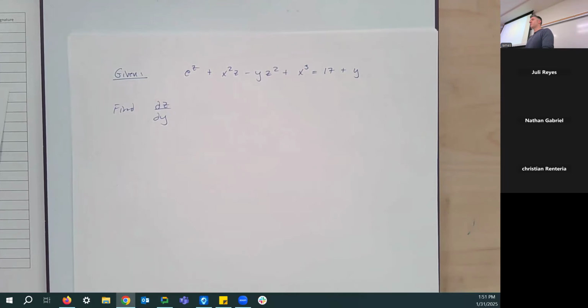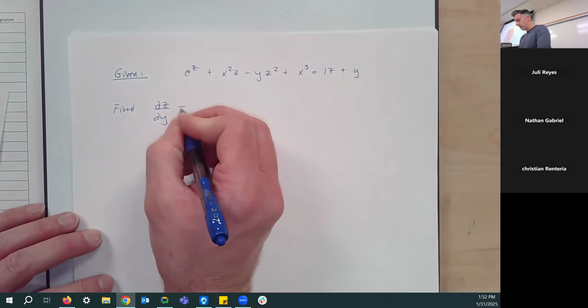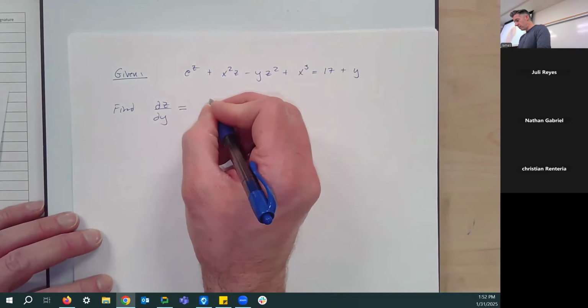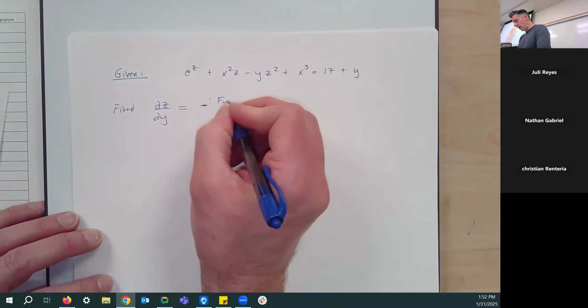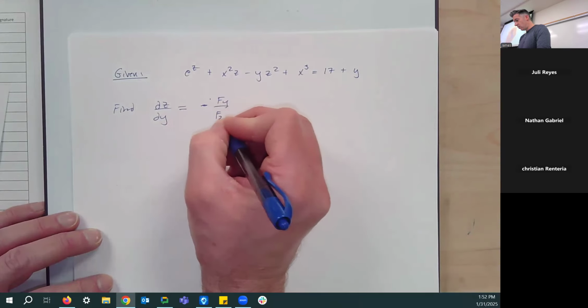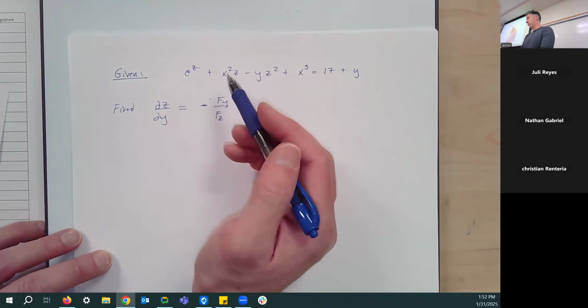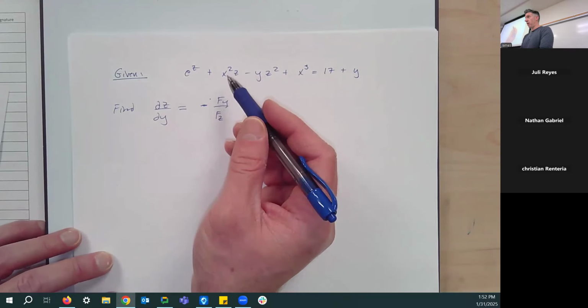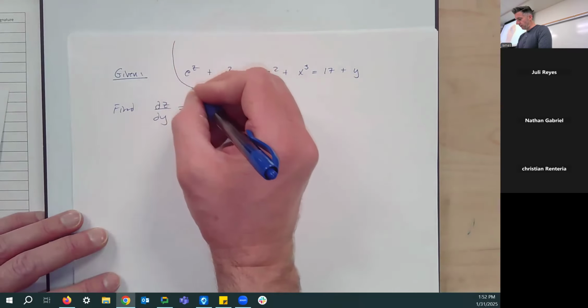And the intention here is to not do it using implicit differentiation, right? Like we don't want to just say z is a function of y and then differentiate both sides with respect to y and so on and so forth. The idea here is to use the fact that this is going to equal negative fy over fz, where we take this equation, set it equal to 0, and the thing on the left is going to be our f. So we have to do a little bit of work first.